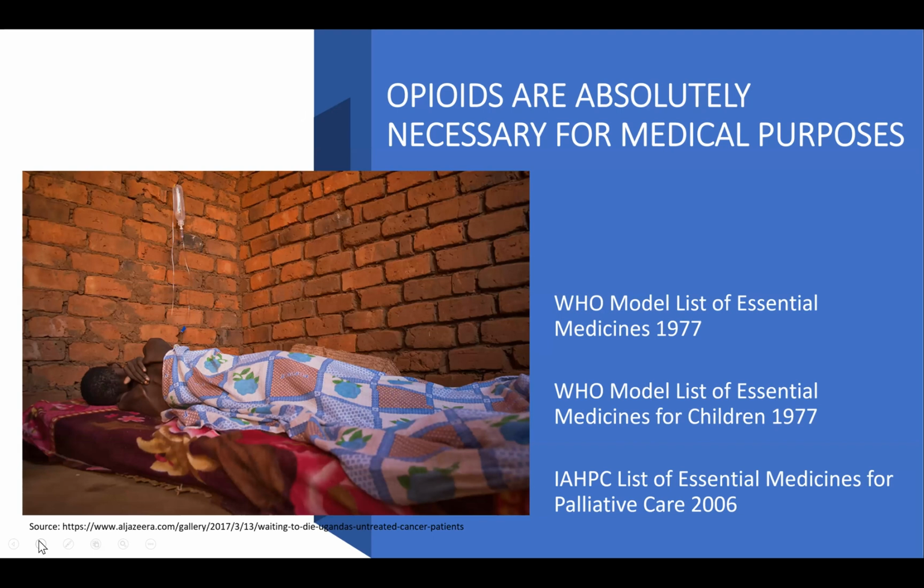So opioids are very important for medical use. They are in the list of essential medicines from 1977 for both adults and children. And when you look at the essential list for palliative care medicines that was developed by the International Association for Hospice and Palliative Care, opioids are also there. So it is very necessary for us because a lot of patients will come with severe pain.